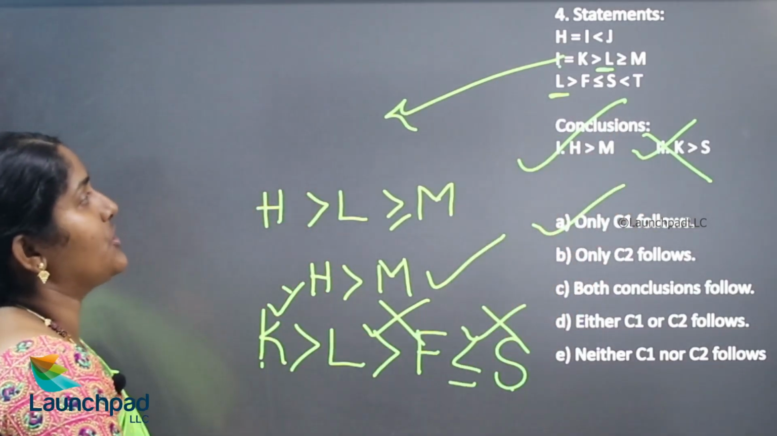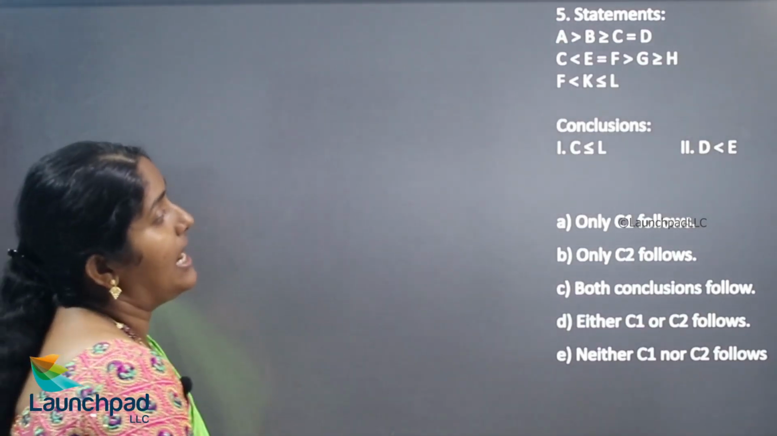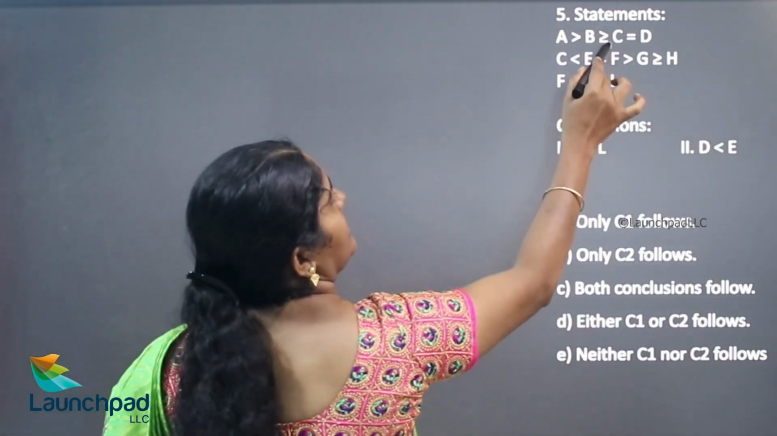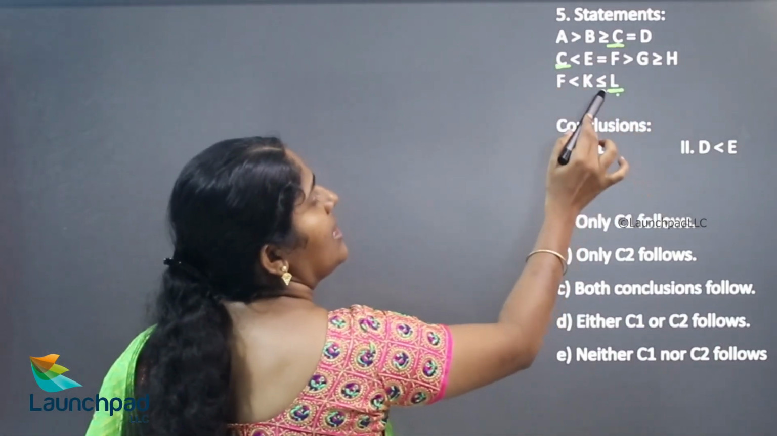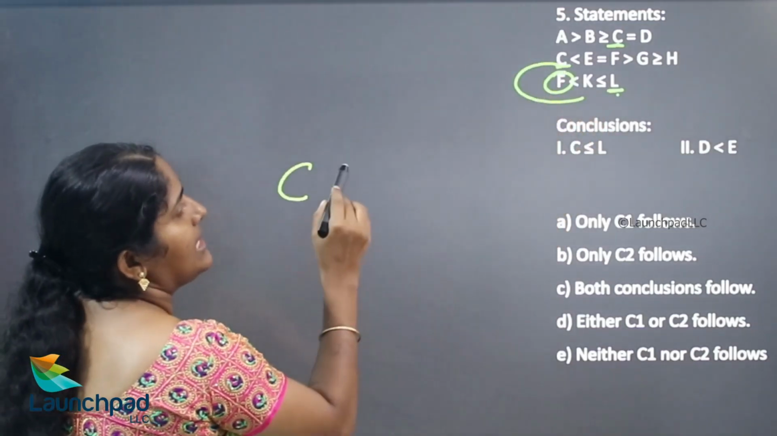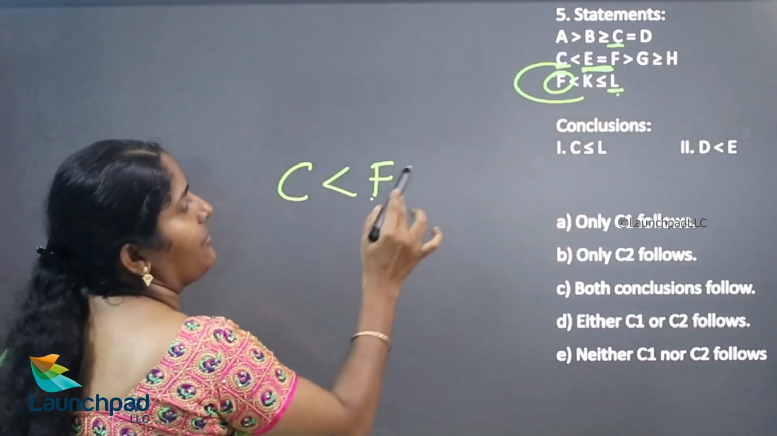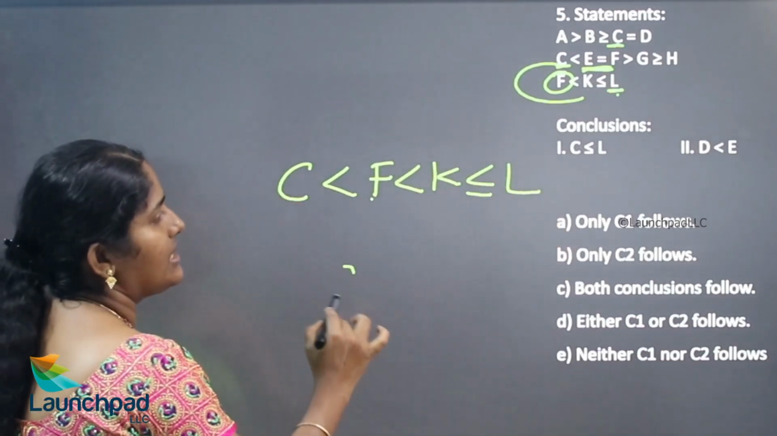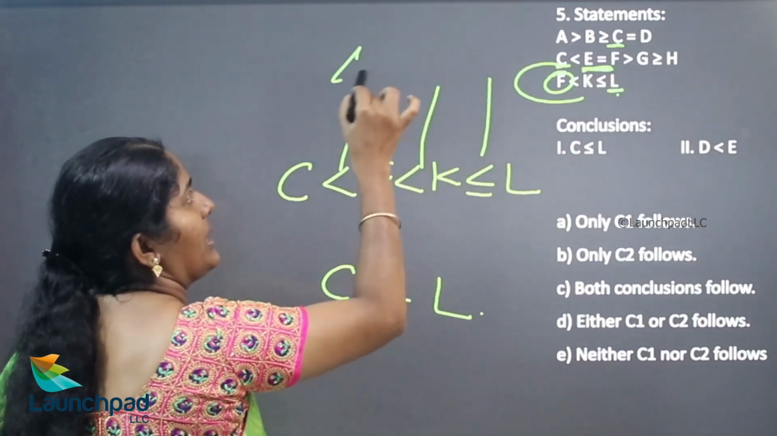We'll move on to your next question. Here there are three statements given, and the conclusion is C less than or equal to L. Where is C available? Here C is available, and here L is available. So by connecting C and L, F is the common term. So I can use C less than F, F is less than K, K less than or equal to L. So here C less than or equal to L. Hence your option is only less than.